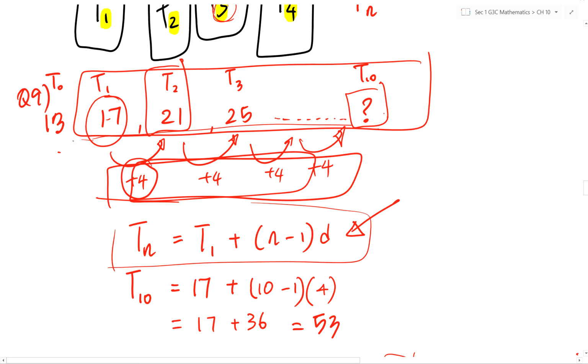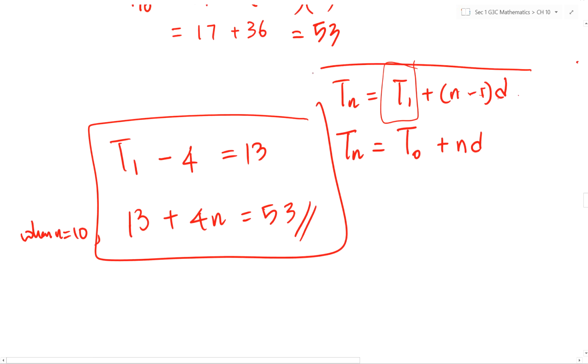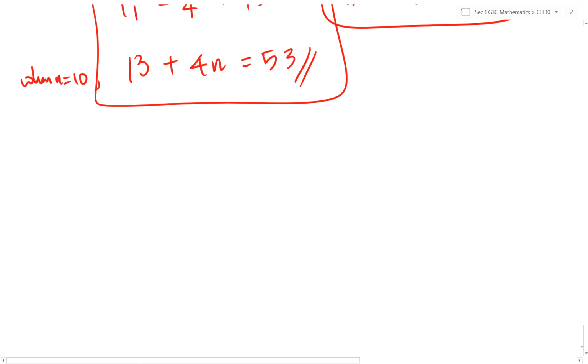So based on her formula, instead of 9 gaps, she now has 10 gaps. So there are 2 approaches that are acceptable over here. You can choose either one of these. Personally, I prefer the first one. The second one is absolutely correct also, but you will need to find out what term 0 is. Okay, so that is question 9.